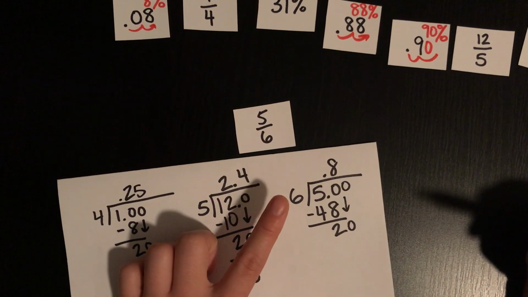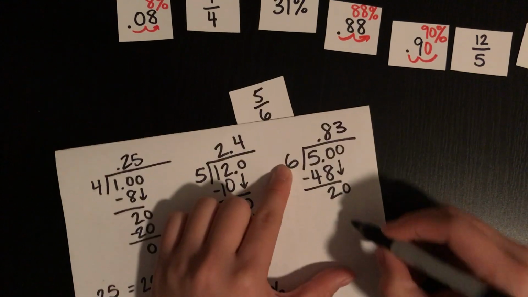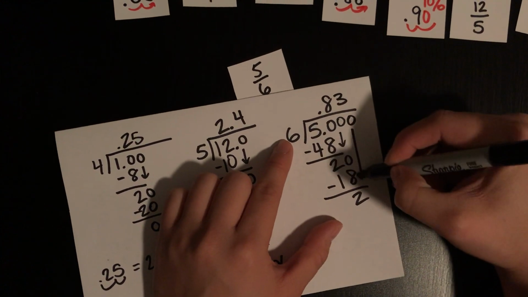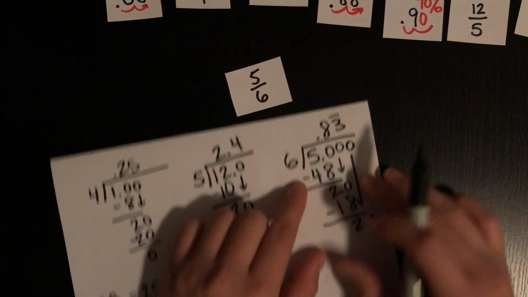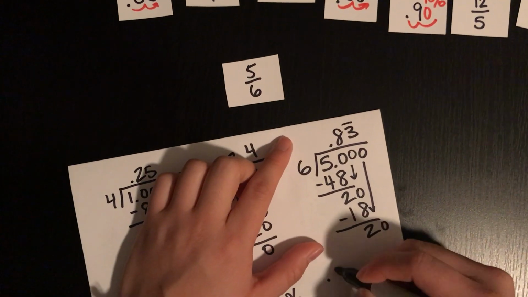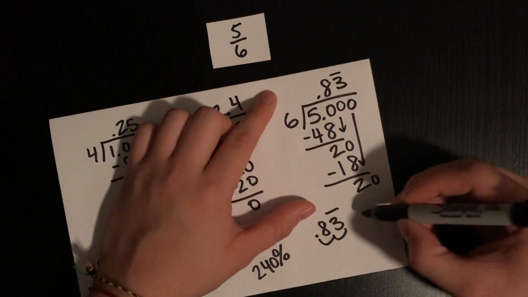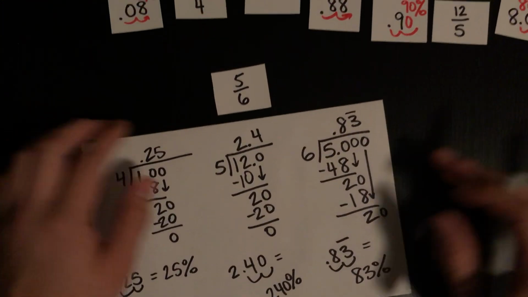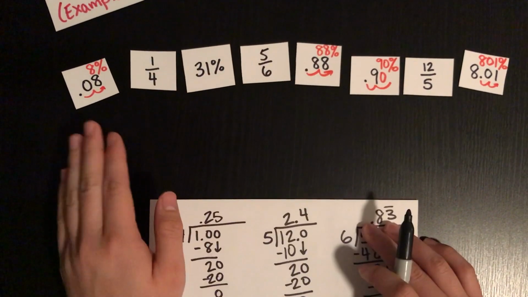How many times can 6 go into 20? 3 times. 3 times 6 is 18. When we subtract, we get a 2 again. So we add our 0, and since we see that this is the number that we just did, we know it's going to be repeating 3. Okay, so 5/6 is equivalent to 0.83 repeating. If we change this to a percentage, we move this decimal place over 2 places to the right, and we get 83%. 83% is less than 88, but greater than 31. So here's our order from least to greatest.